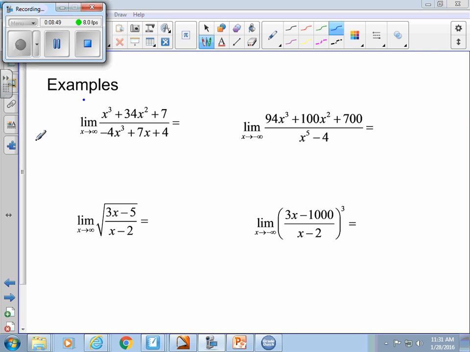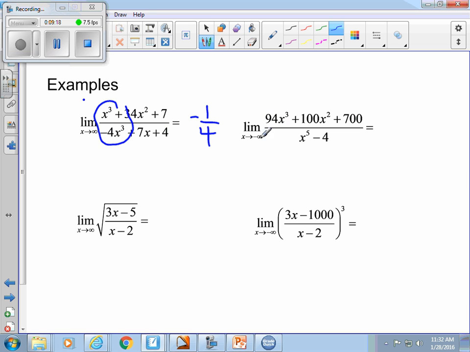Okay, have we figured out number 1? Okay, as x gets really, really big, leading powers take over, negative 1/4. Any questions? Would it have mattered if we had been approaching negative infinity? No, it still would have been negative 1/4, right? Yeah. Either way.